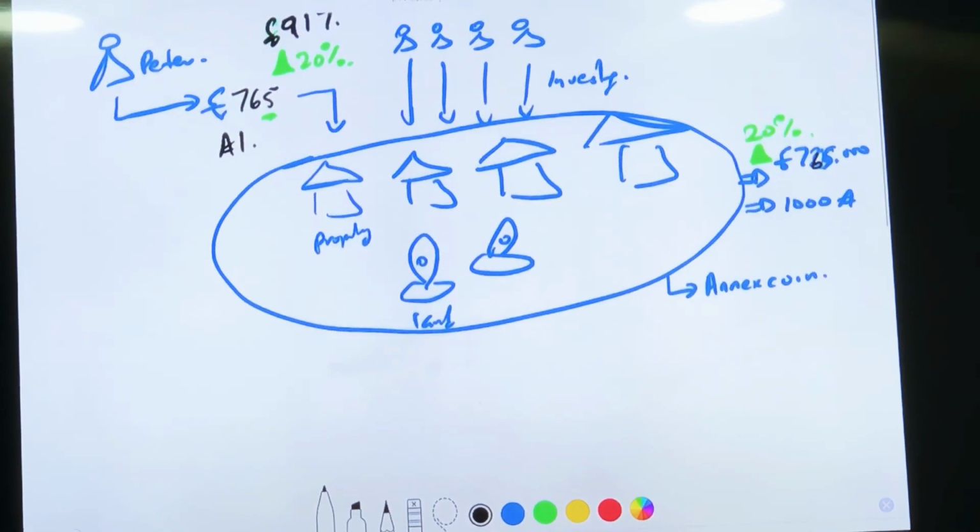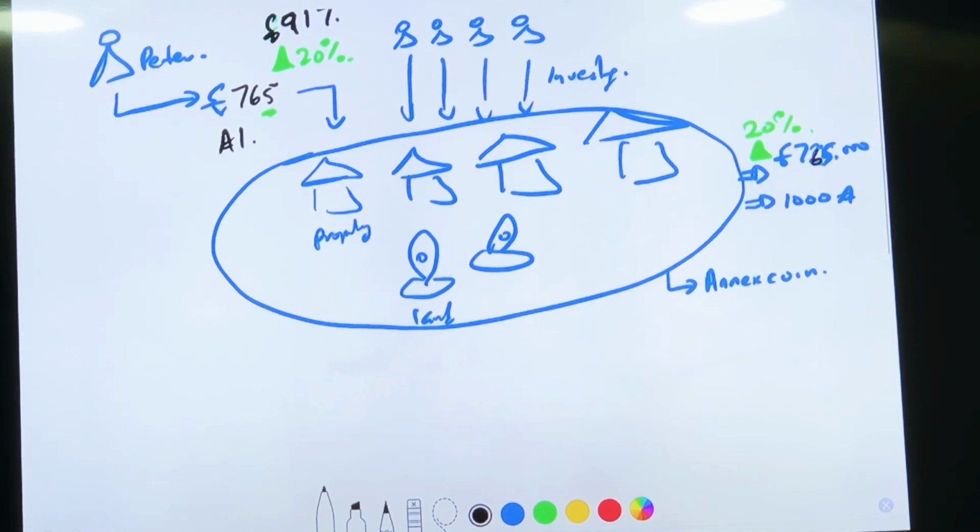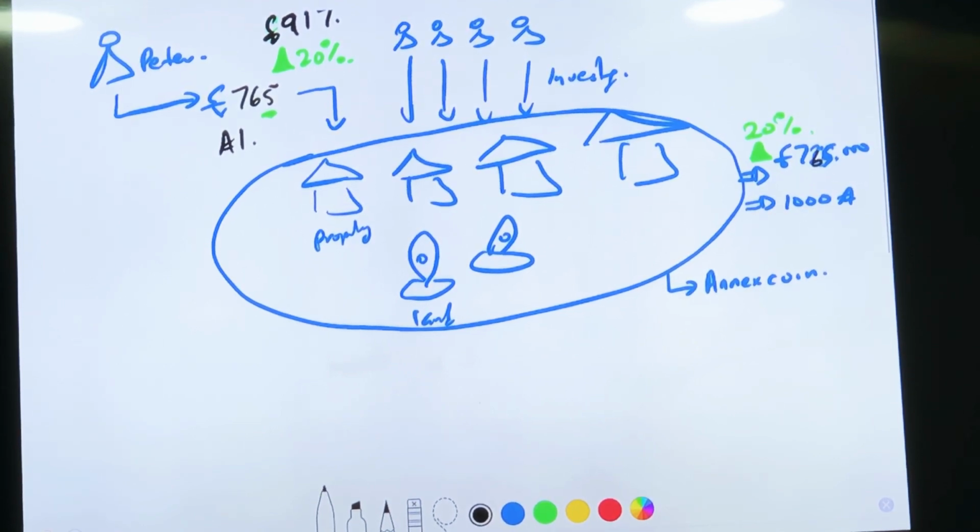So let me bring that down there so you can see. You can see Peter's investment has now increased to £917, like so. So this is good news, right? We're okay with this. Peter is very happy. However, we cannot rely solely on capital gain. That is not what we are looking for. We're looking at the ability to increase assets.